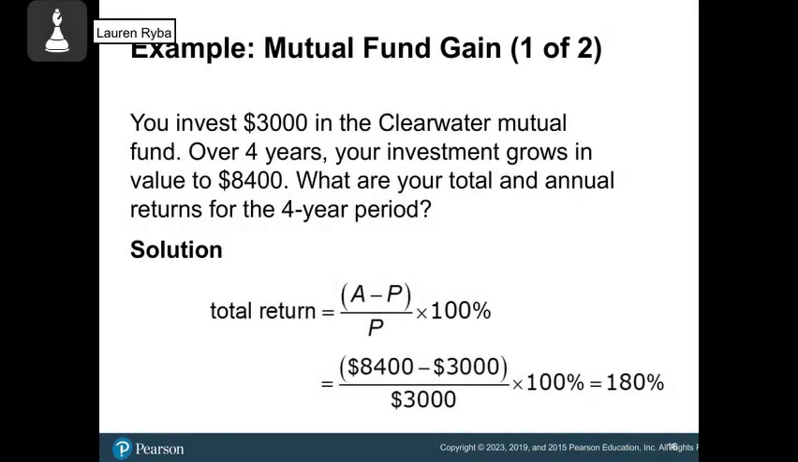If you invest $3,000 in the Clearwater Mutual Fund, this is your initial investment, your P, over 4 years, your investment grows to a value of $8,400. That's for A. What are your total and annual returns for that 4-year period? So total return, we take A minus P over P times 100%. So A, 8,400 minus P, 3,000 all over 3,000 times 100 is going to give me 180%.